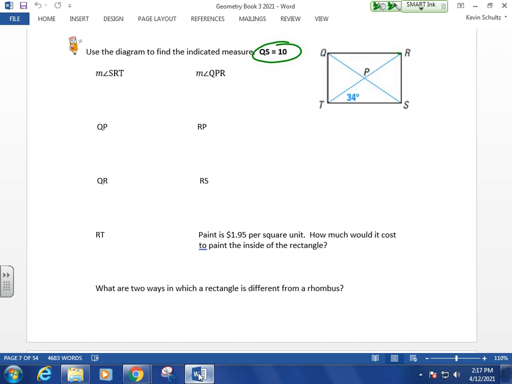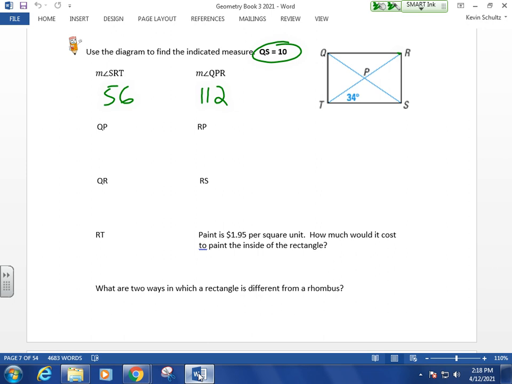SRT, what's that one going to be? 56 is correct. Angle SRT is 56 degrees. Angle QPR, ready? 112. Again, proving it's not a right angle.